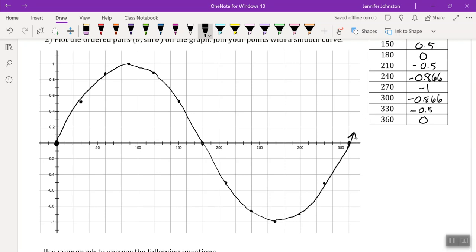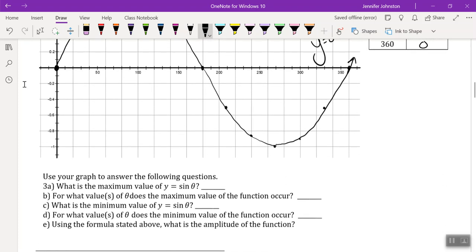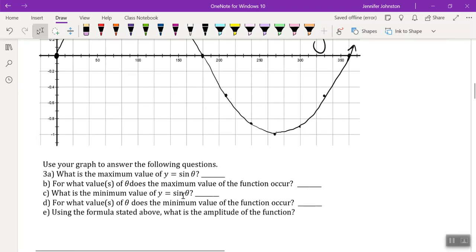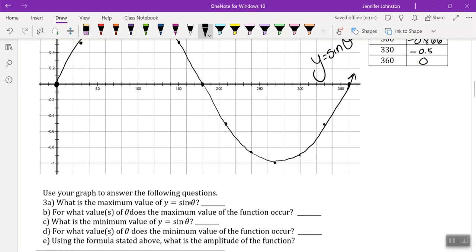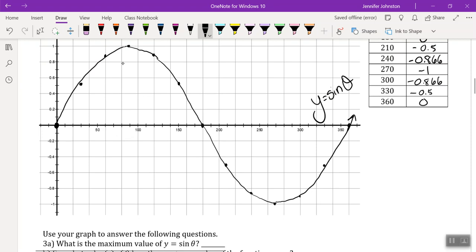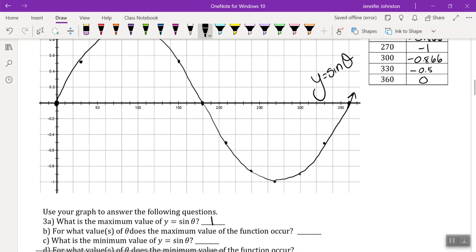There we are. And this is what we call y is equal to sine theta. Use your graph to answer the following questions. What is the maximum value of sine? So the maximum value of sine is how tall is it? It's at 1.